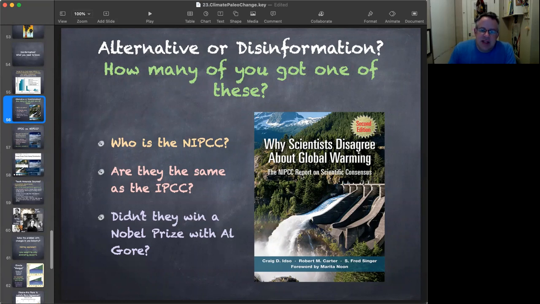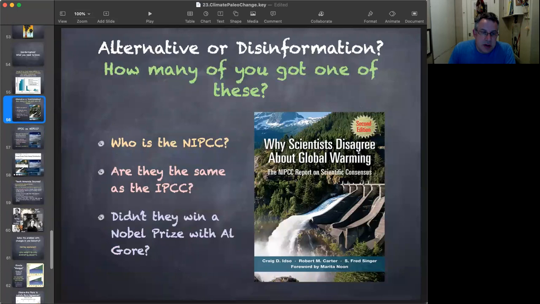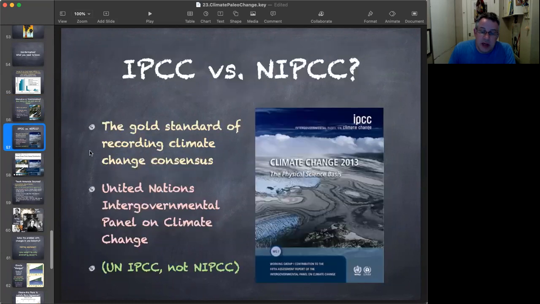This is the IPCC report on scientific consensus. And the IPCC is a scientific consensus body, so what the IPCC must be related to that, right? This font looks an awful lot like an IPCC font. If I show you an IPCC book, you'll say, "Wow, it's very similar in the way it's laid out." This book has nothing to do with the IPCC. They did not win a Nobel Prize with Al Gore.